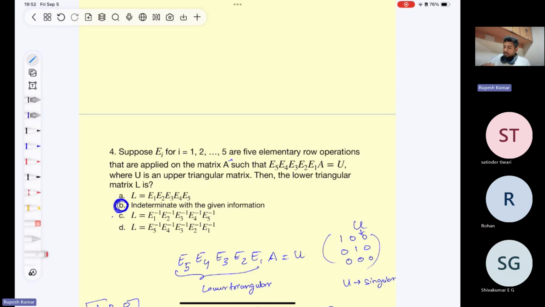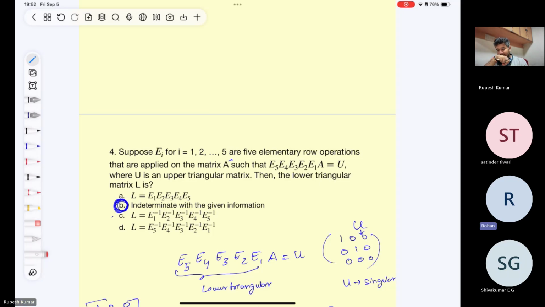So what I'm saying, just to clarify on this answer, is that option C is always true, but there is one more condition that the question is asking, that the matrix L is a lower triangular matrix. This condition has to be satisfied. In this case, L will not always be a lower triangular matrix. That's why it is indeterminate with the given information.